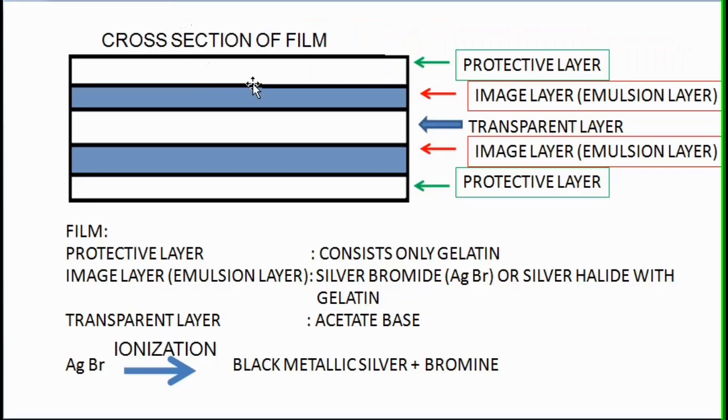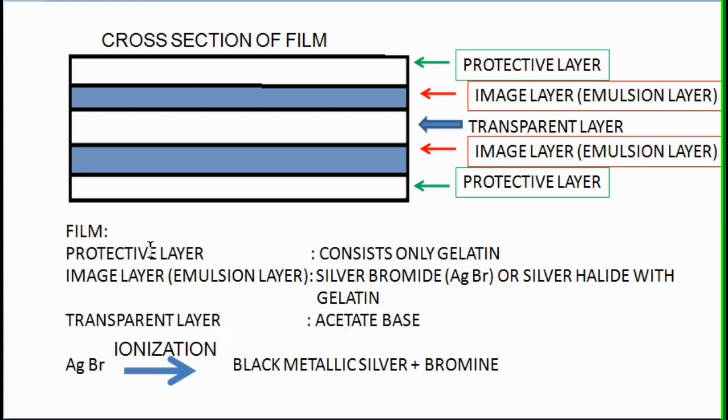So this is a cross section of radiographic film. In this film, the top and bottom layer is the protective layer and the central layer is the transparent layer, and the image layer is between the transparent and protective layer. The protective layer consists of only gelatin. The image layer is silver bromide or silver halide with gelatin. And the third one is the transparent layer, that contains an acetate base.